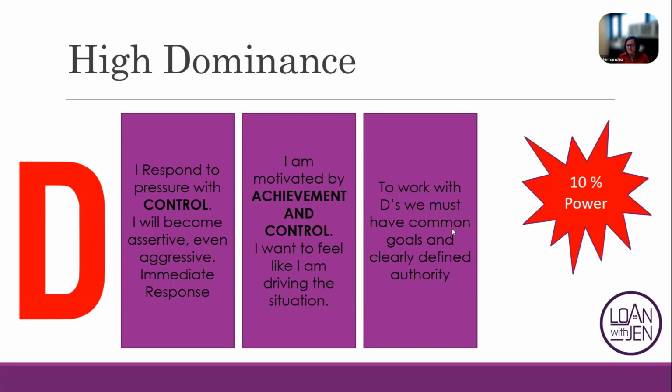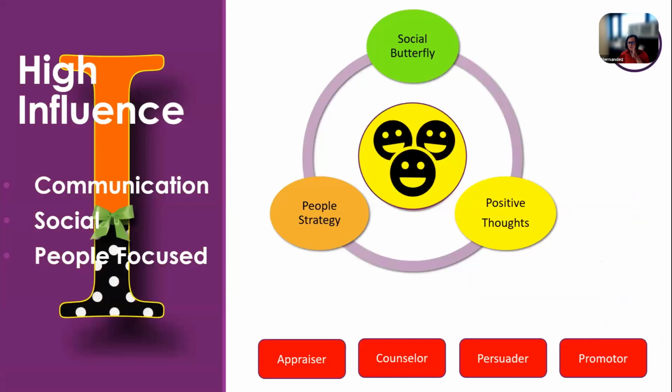To work with D's, we need to have common goals clearly identified. So asking really good questions in the beginning. For me with the loans, I usually can tell pretty quickly, because it's also their job title, just in the first few minutes of conversation, if they're a D. And I make sure to repeat what I heard, and we'll go over some more communication styles towards the end. But it's very important to have super clear communication with a D, and bullet points on emails and stuff. Now the I's, remember, social butterfly, positive thoughts, everything's good.